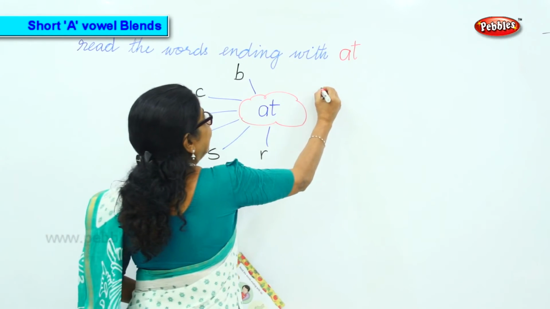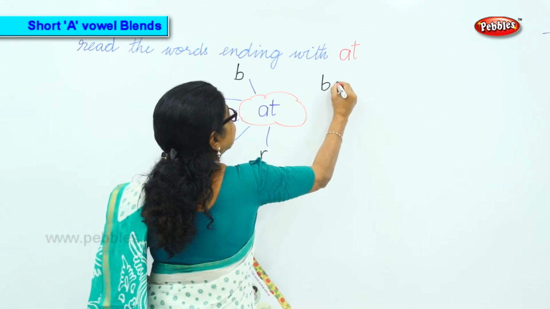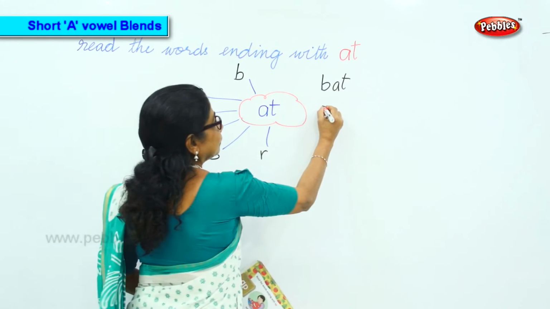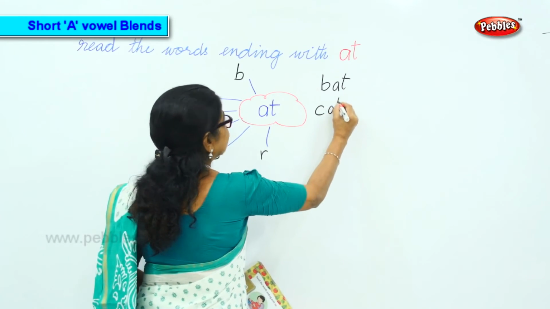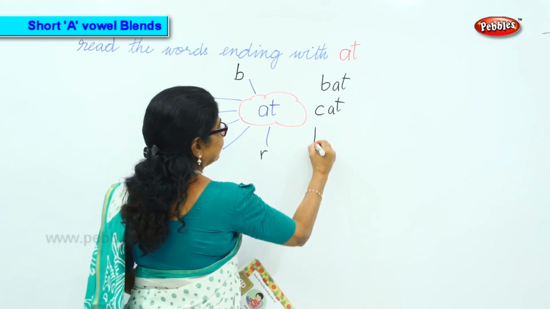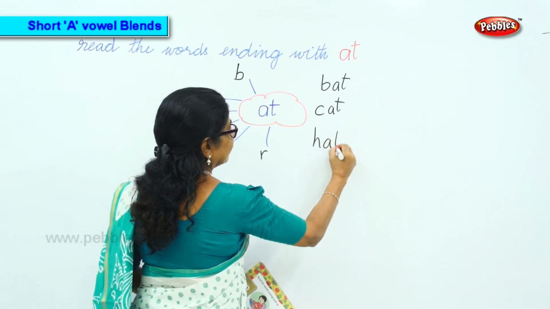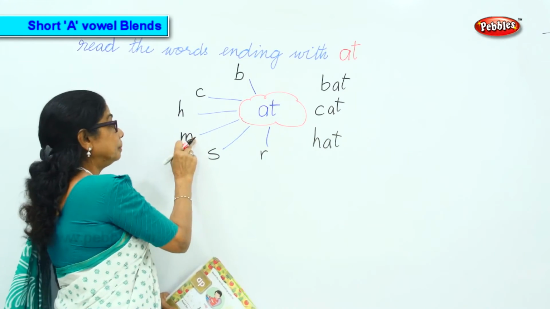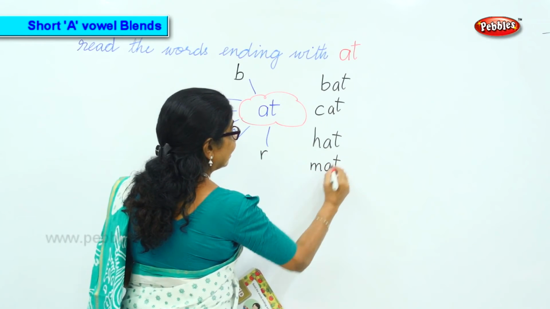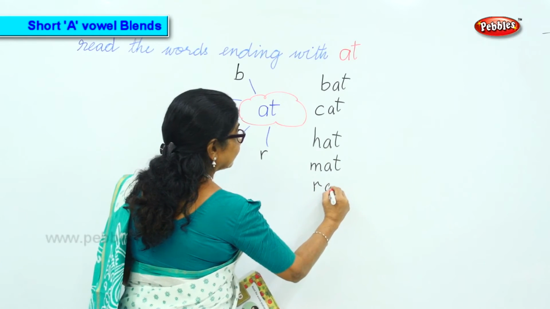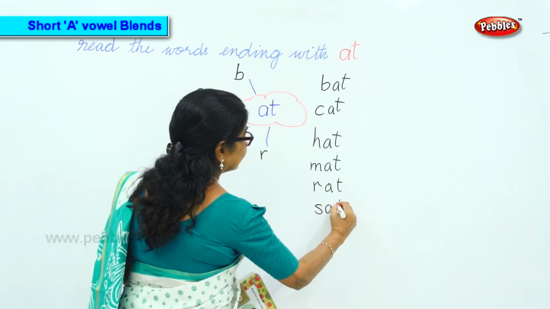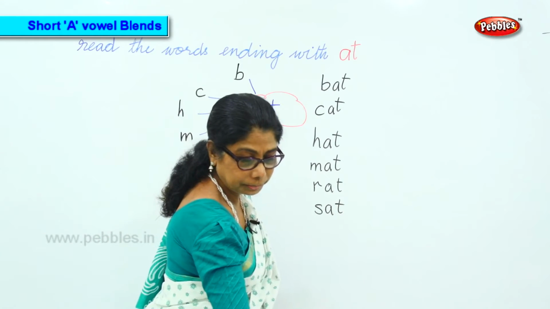B, bat, good. Bat. Next, K, cat. Hat. Mat. Rat. Sat.